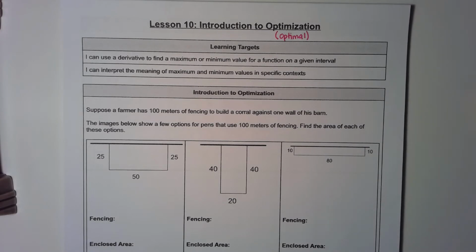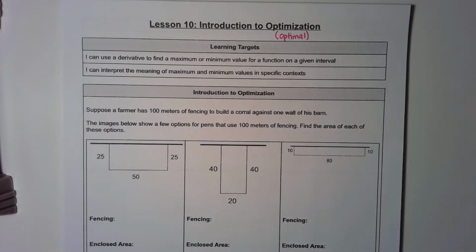Now, that might mean that we're trying to find the maximum of something, so the most I can sell, or it might mean we're trying to find the least of something, the least amount of money I can spend. But we're always trying to find the best way to answer our question.